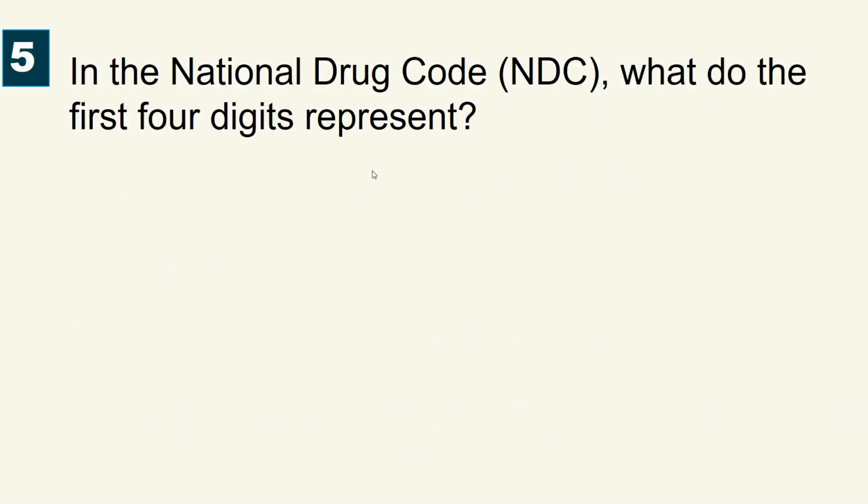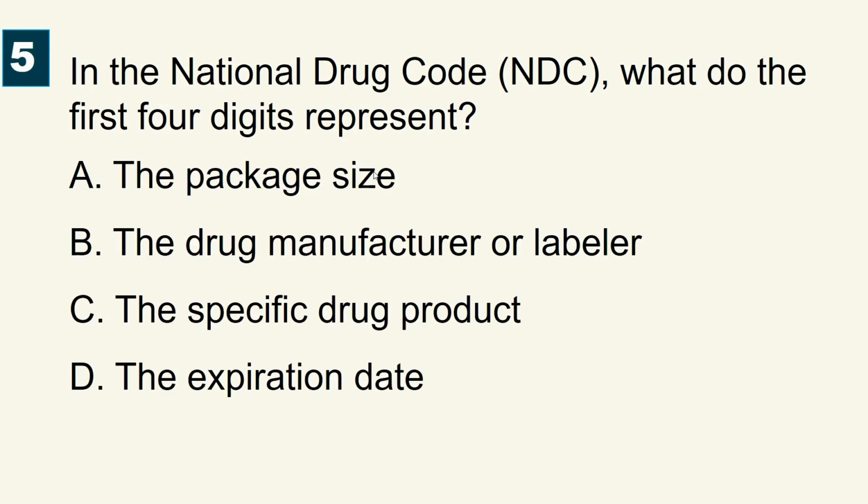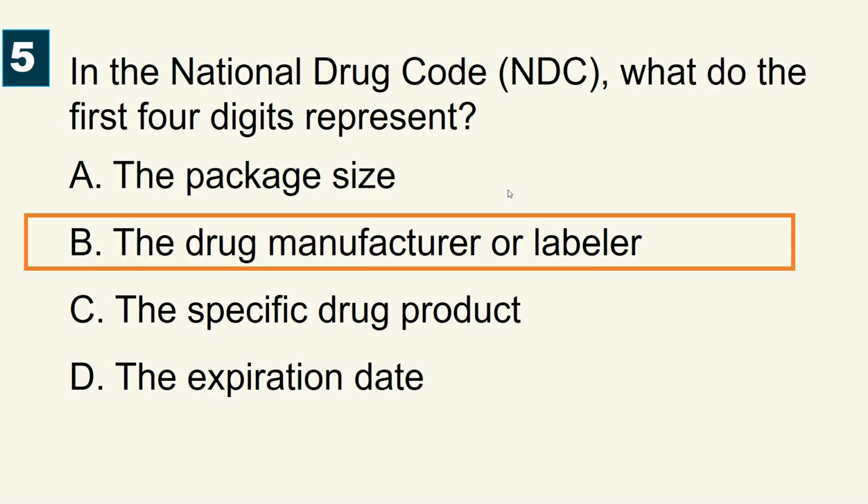Next question is about the National Drug Code. What do the first four digits represent? A, package size. B, drug manufacturer. C, specific drug product. D, expiration date. The correct answer is that the first four digits represent the drug manufacturer, also referred to as the labeler.